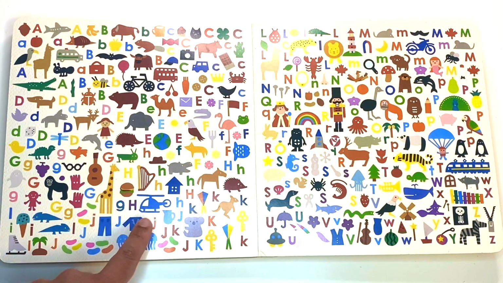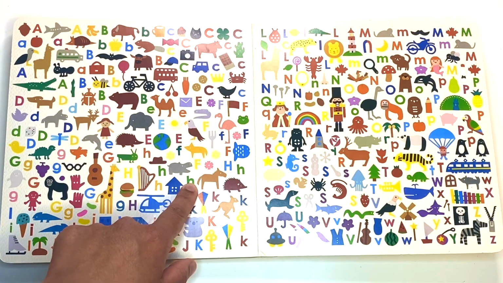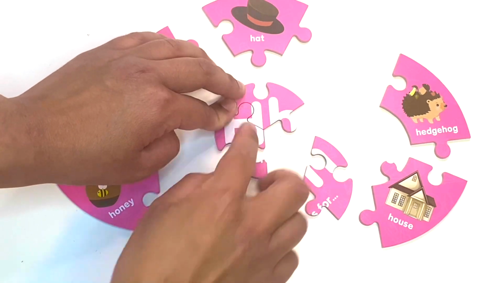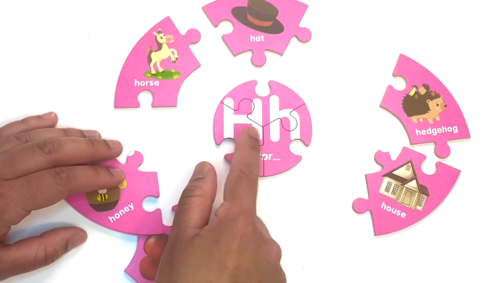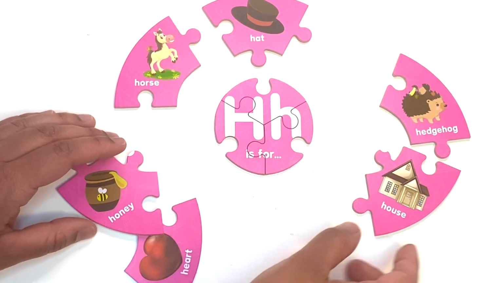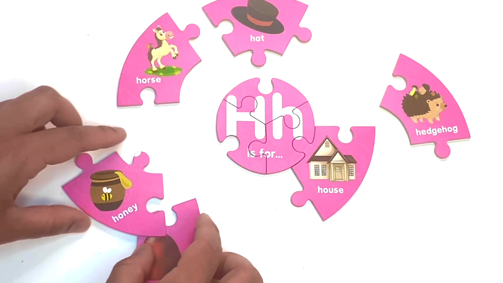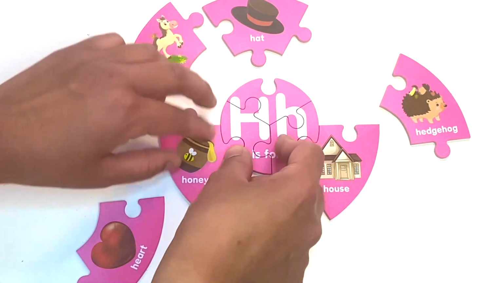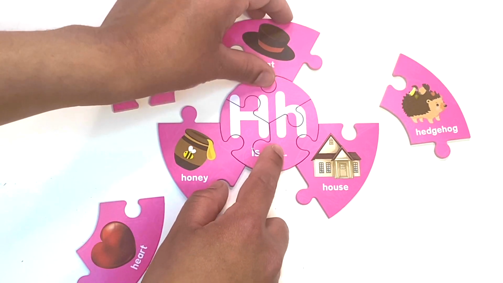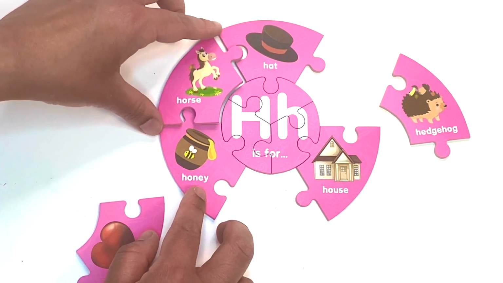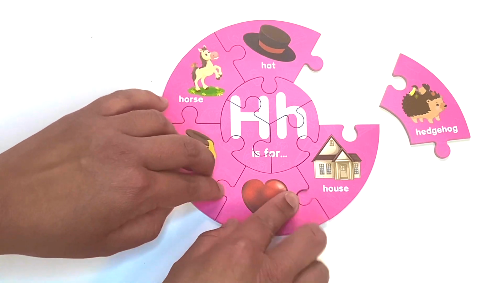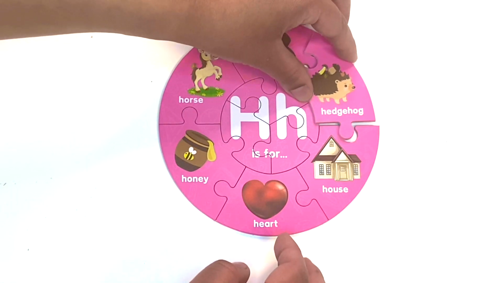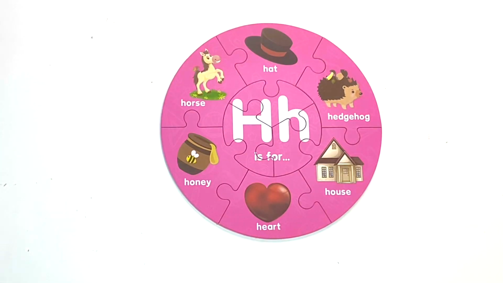H. What can we see? We see a capital and we see a lowercase. Let's see which letter we have. Oh, there's a capital. It's an H. Capital and lowercase. H is for house or honey. What about a hat on your head? A horse. Oh, a heart. Or even a hedgehog.